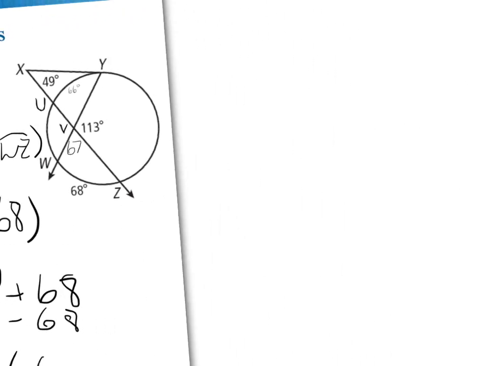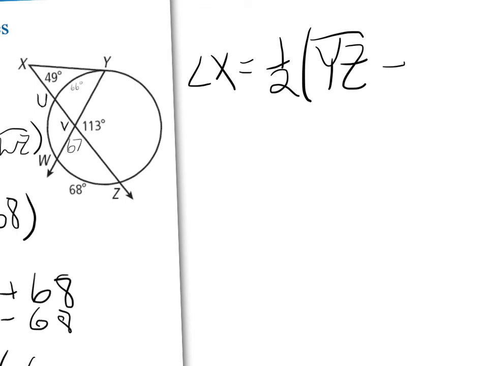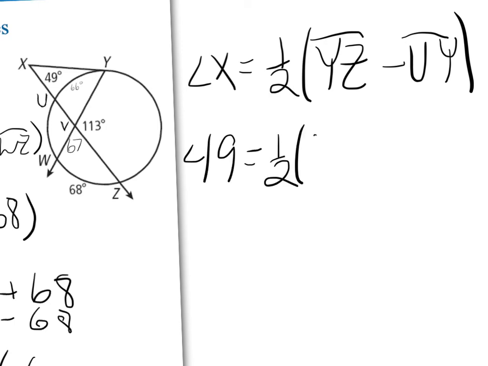All right, so that's going to be pretty helpful, because now I want to find this one. And I know if I had this one, to find this angle, I would take half of this minus this. So I know angle X equals 1/2 of arc YZ minus arc UY. Because this is on the outside, so I take the big arc minus the little arc. Well, I don't have the big arc, so I'm going to sub in everything else except for that. I know X is 49. The 1/2 stays 1/2. I'm looking for YZ, and I have UY is now 66.